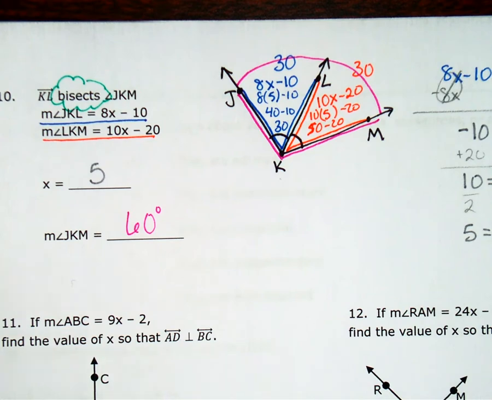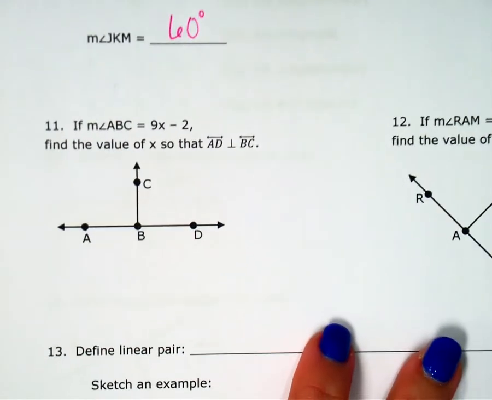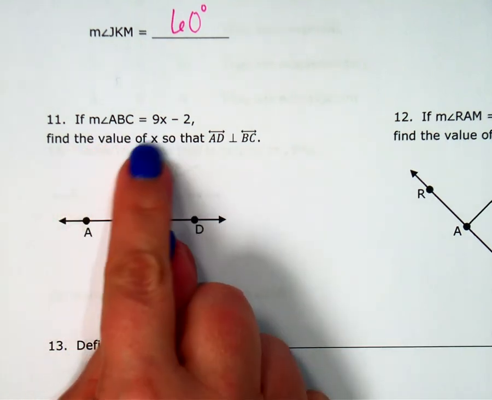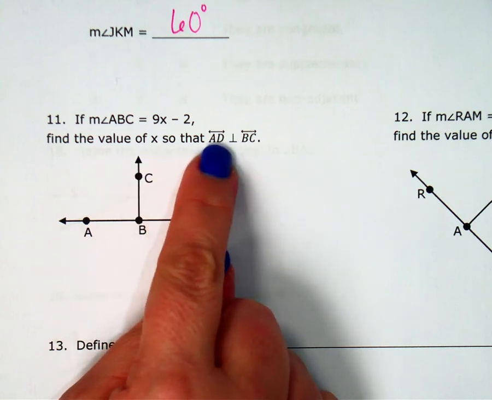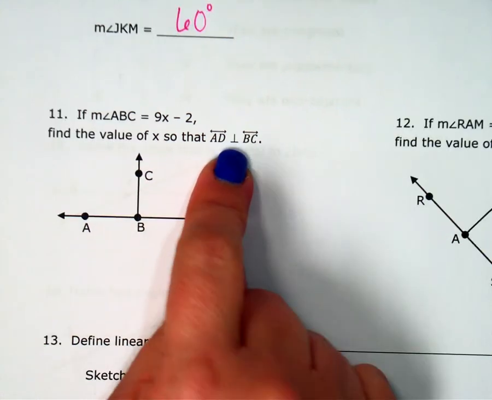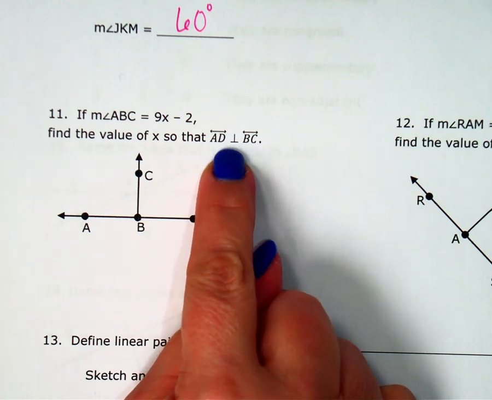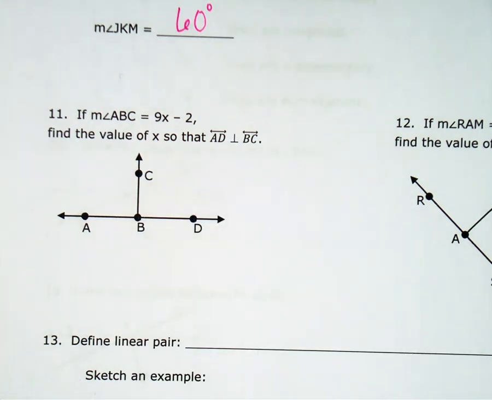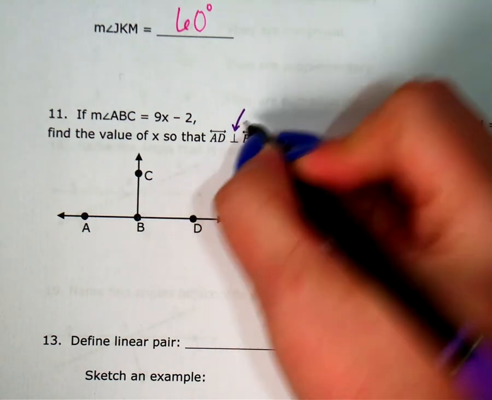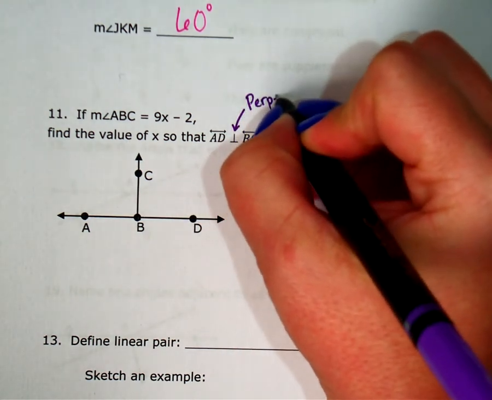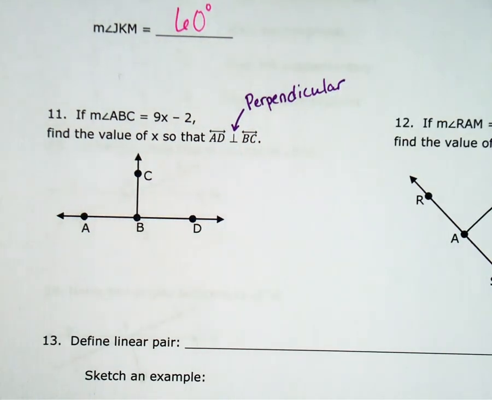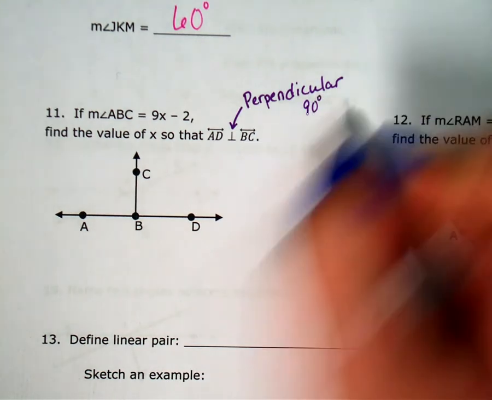Okay? All right, let's look at the next little section. Number 11, if the measure of angle ABC equals 9x minus 2, find the value of x so that line AD, and then I have an upside down T, and line BC. So we need to make sure that we remember what that upside down T represents. Don't forget that upside down T means perpendicular. Perpendicular. Okay? And remember that means they intersect at 90 degrees.